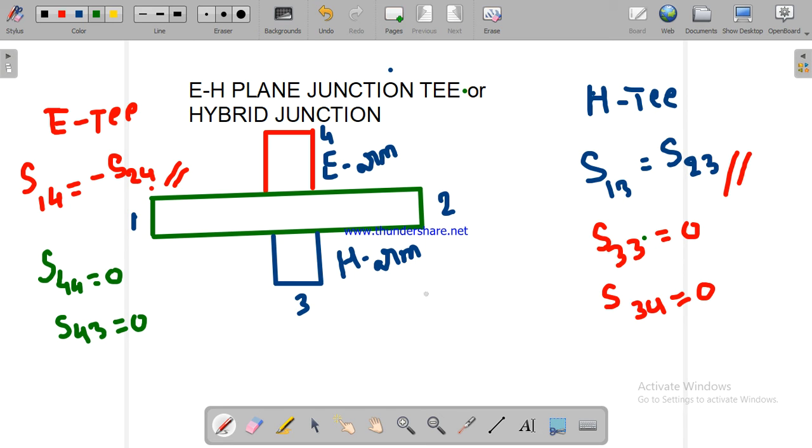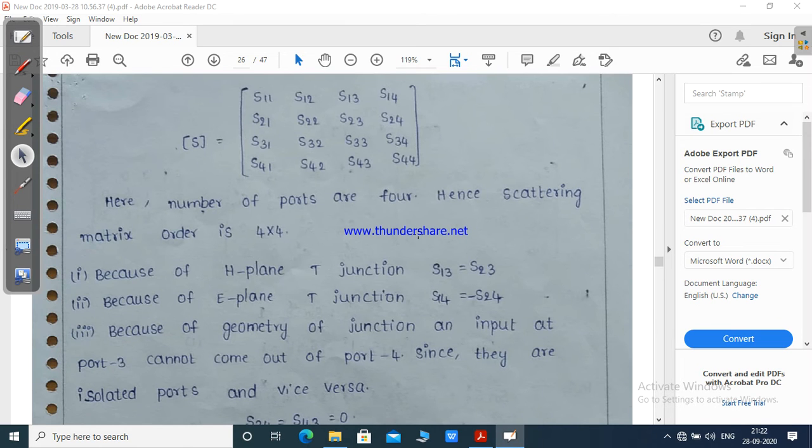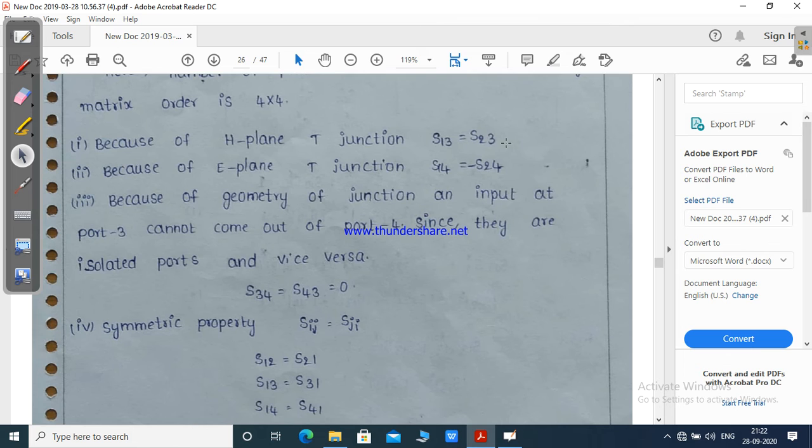Substitute all these values in the 4 into 4 scattering matrix. We know that a scattering matrix is S11, S12, S13, S14, and so on, like this, up to S41 up to S44. That is a 4 into 4 matrix. Substitute all these values here. Along with this, we go for the symmetrical property. According to the symmetric property, S11, S12 is equal to 0. You already understood S13 is equal to S23, S14 is equal to minus S24 for the E plane T, and S34 is equal to S43 is equal to 0. Just as we discussed now in the picture.